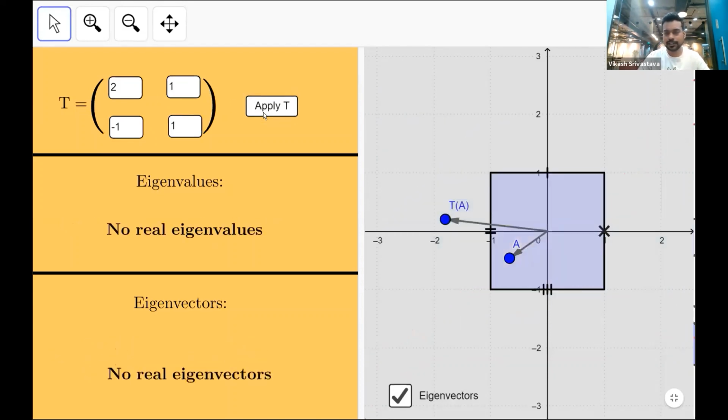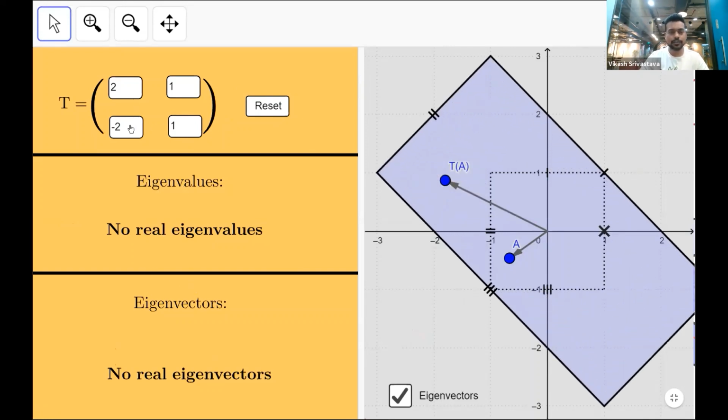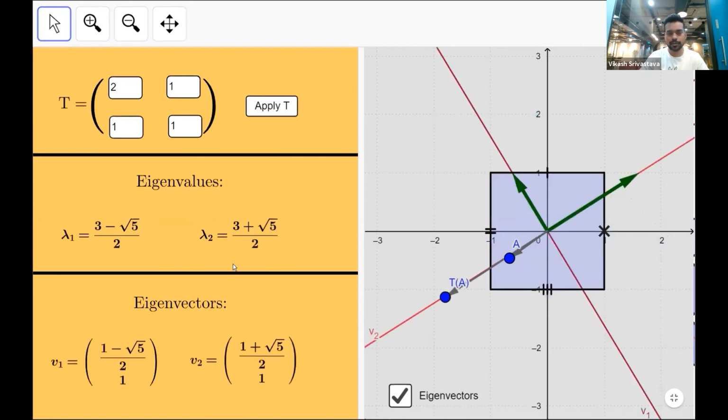Okay, so reset. It's saying no real eigenvalues, no real eigenvector. So for this, there does not exist any. Maybe I'll try to change this. So apply T. For this also, there's no real eigenvalue. So maybe I'll have 1 here. What about this? Okay, so now this has.